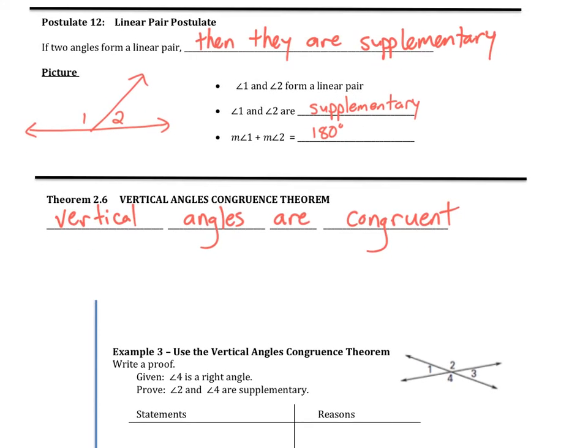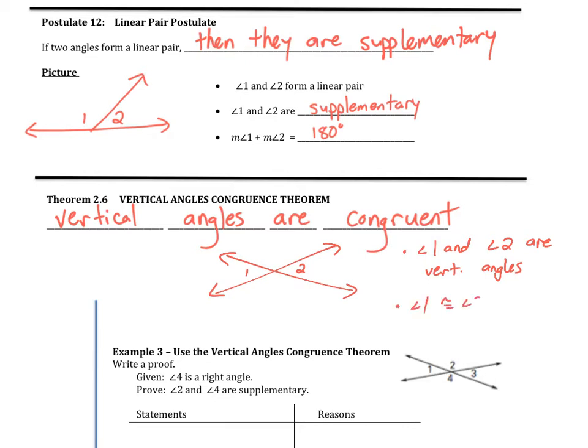And then 2.6 is the vertical angles theorem. So vertical angles look like this. There's two lines that cross. Angle 1 and angle 2 are vertical angles. Okay, and we also know that angle 1 is congruent to angle 2 because vertical angles are congruent to each other. So the picture here, 1 and 2, those angles are a picture of vertical angles, and those angles have to be congruent because they are vertical angles.